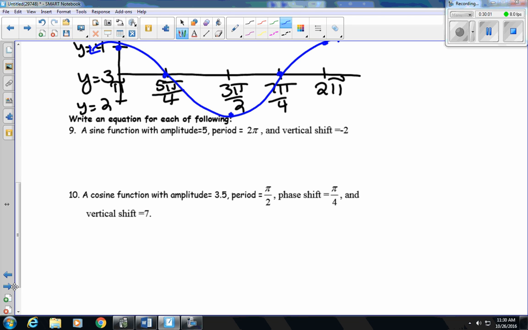So you did. Both of them are correct with a few exceptions. They have to have plus or minus in front. Yeah. Okay. That is not correct. That will not give you a period of pi. 2 pi over b, that's the formula for period. 2 pi over b equals pi. Now we're talking. Nice job.